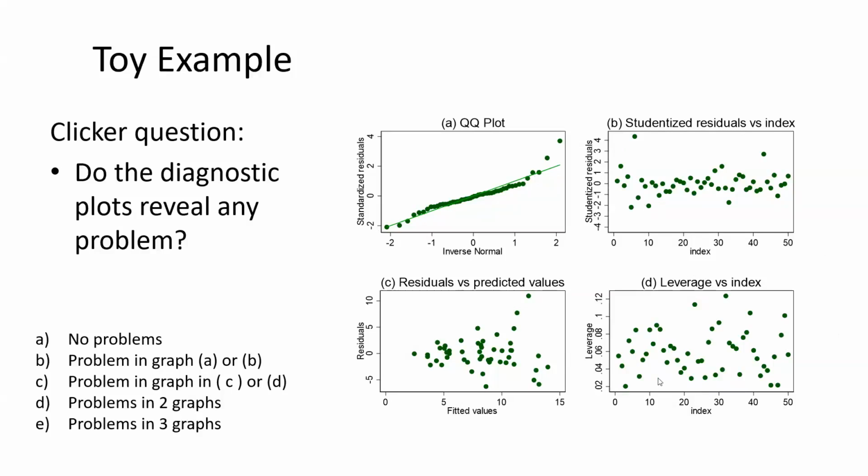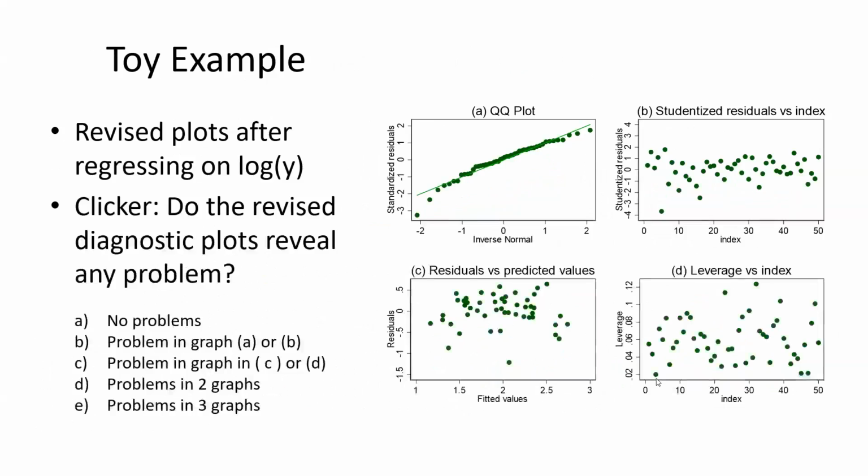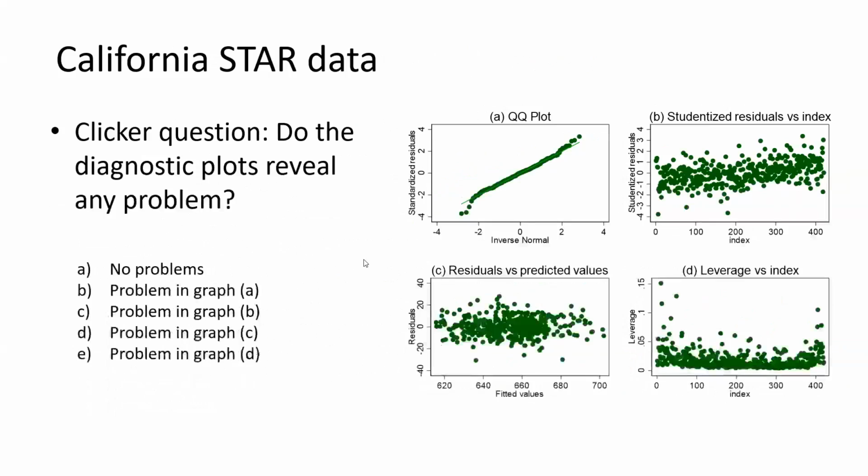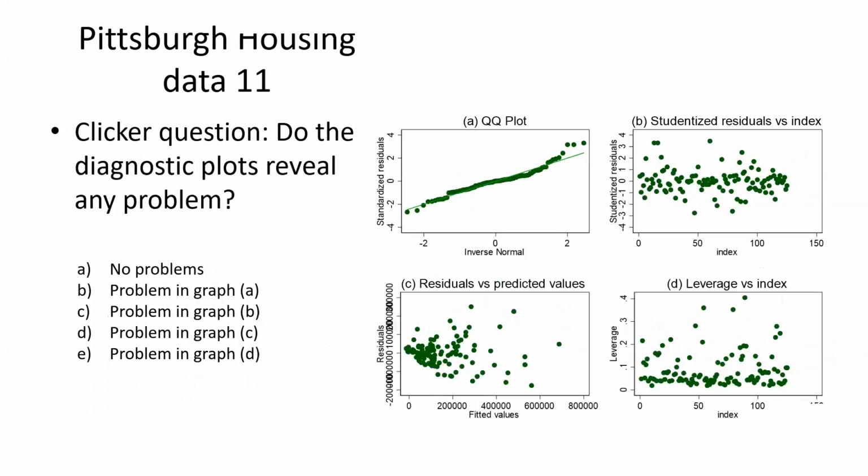So I leave you to answer this question. There are several of these. There's some code, more questions, more code, more questions, the California star data, and I think I have some more.